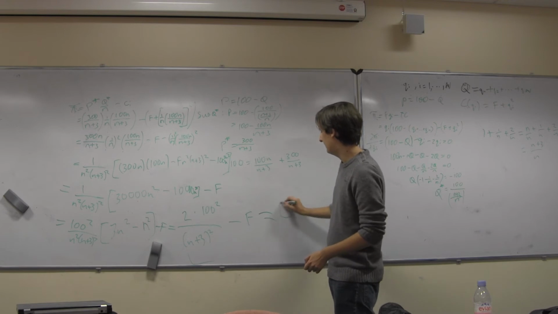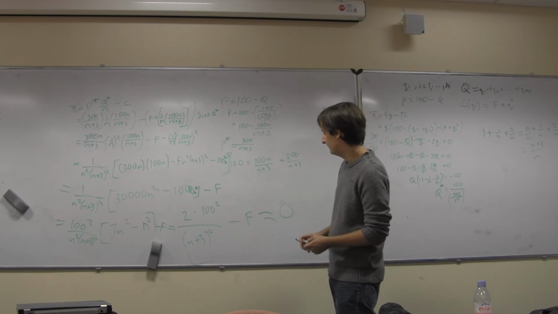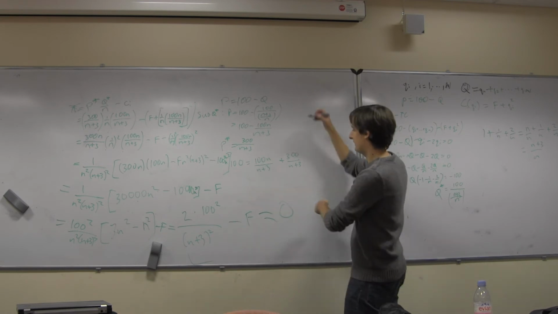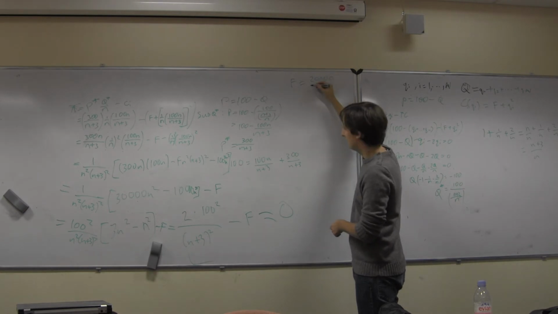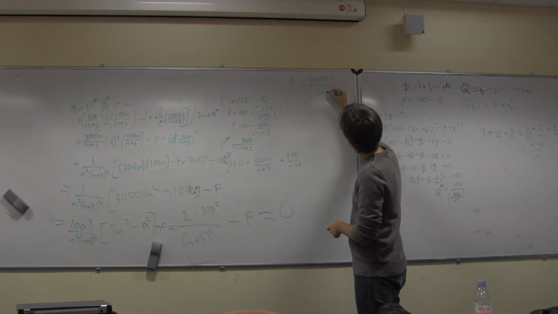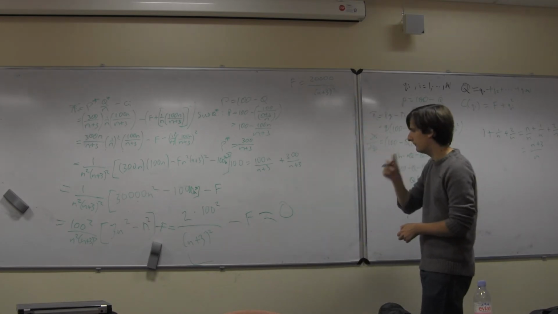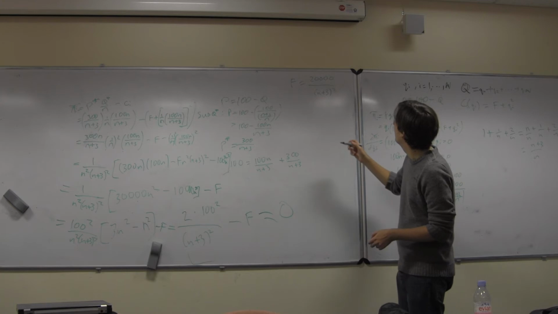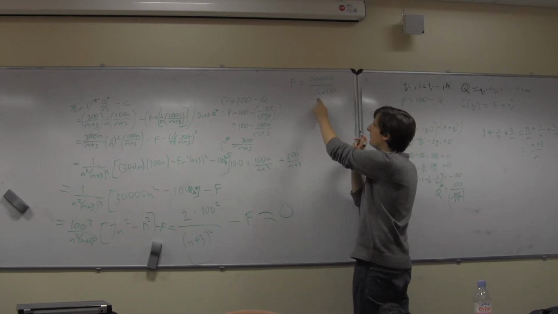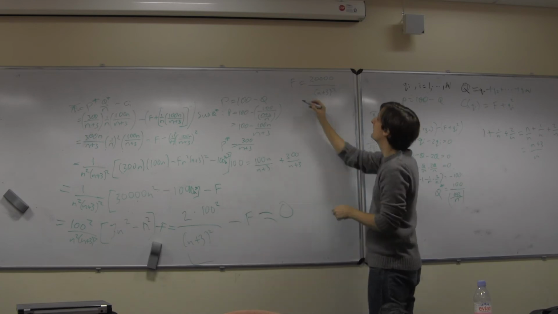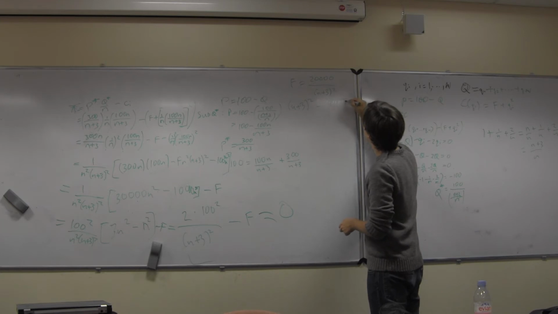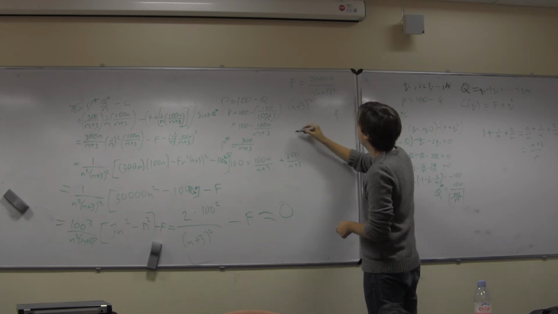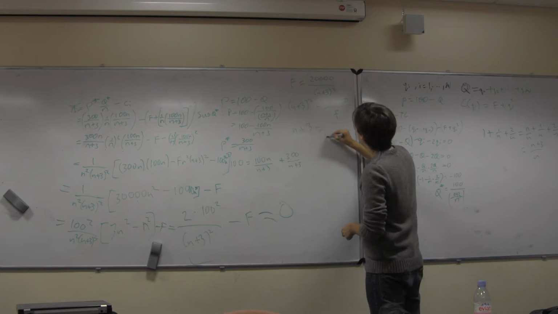So this thing here is going to be equal to 0. Taking F across to the other side, we have F is 20,000 over (n plus 3) squared. So multiplying by (n plus 3) squared and dividing by F, you just write that as (n plus 3) squared is equal to 20,000 over F. Taking the square root of both sides, n plus 3 is equal to the square root of 20,000 over F.